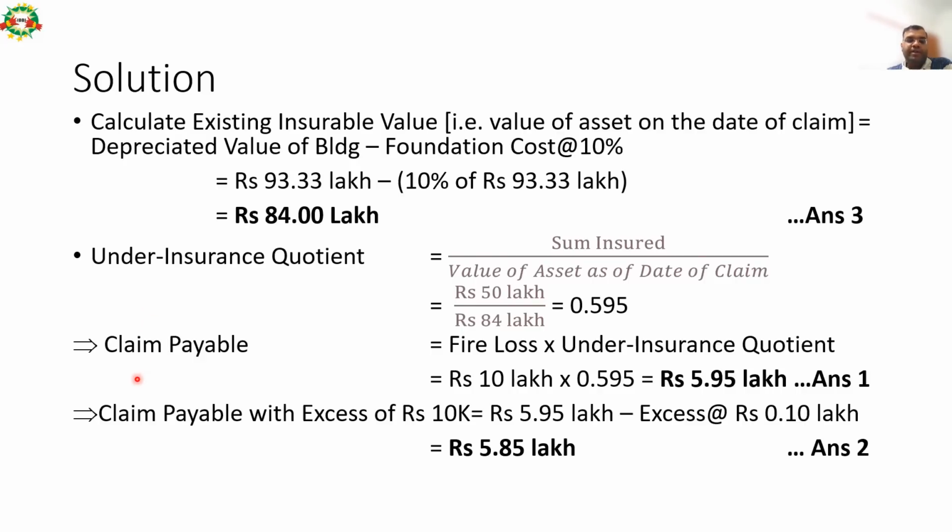Now the claim payable if we consider a policy excess of 10,000 rupees. That means 10,000 rupees we have to pay from our own pocket, and the remaining will be paid by the insurance company. So claim payable will get reduced from 5.95 lakh to 5.85 lakh. We deduct 10,000 from 5.95, so 5.85 lakh will be paid by the company if there is a provision or clause of 10,000 rupees of policy excess in the insurance policy.